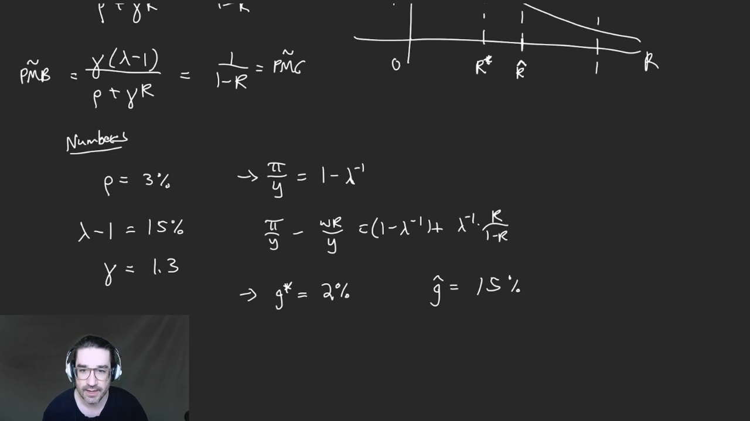But it is what it is. This is what the model says. We don't have to believe it though. And here you can see big underinvestment in equilibrium according to the model. Maybe it's not as big as the model says, but it's plausible to think that there's an underinvestment.